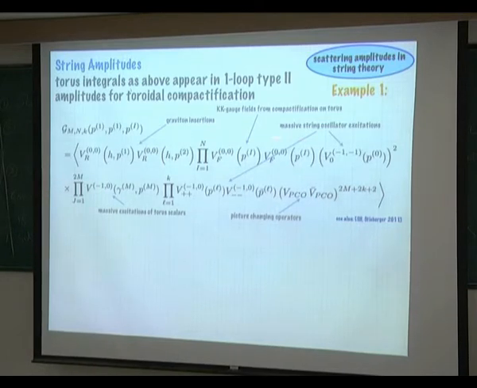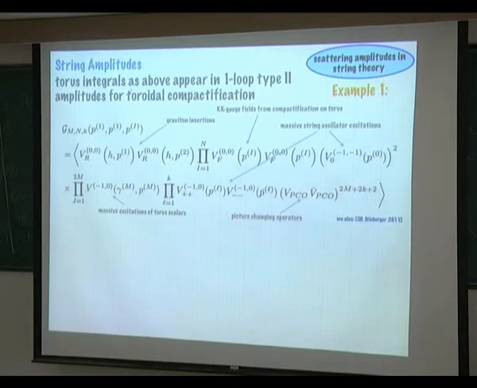I also have a bunch of massive string oscillator excitations. So these are excitations on the left moving side, so on one of the sides. And I have massive deformations of the torus scalar. And to make all the ghost pictures work, I also have picture changing operators just to balance out all the ghost charges. So this is a one loop amplitude.